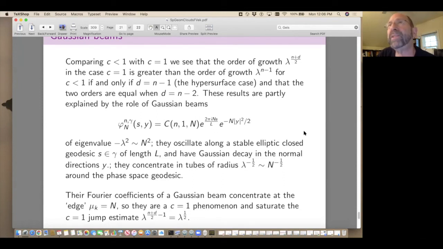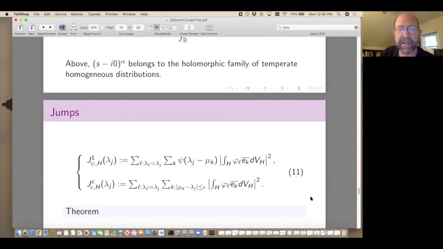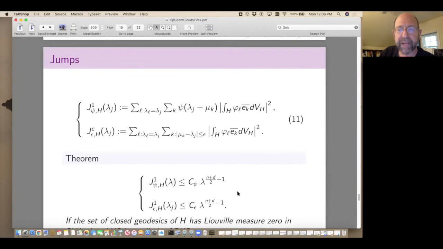If I put in a smooth test function psi for the mu k's, then it's sort of like the sub-principal term over here. And you don't expect it in general to be able to get any kind of good formula for that. Only in quantum completely integrable cases can you even hope for a formula like that.